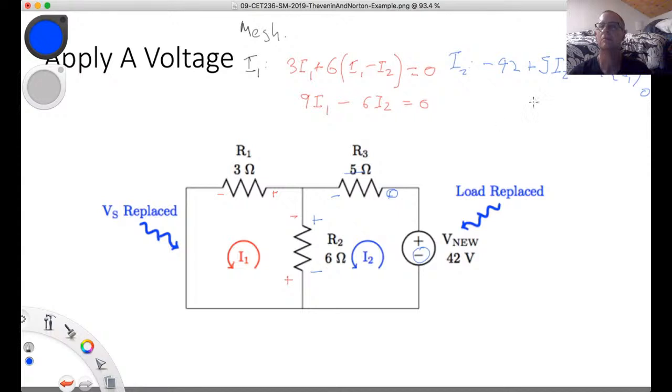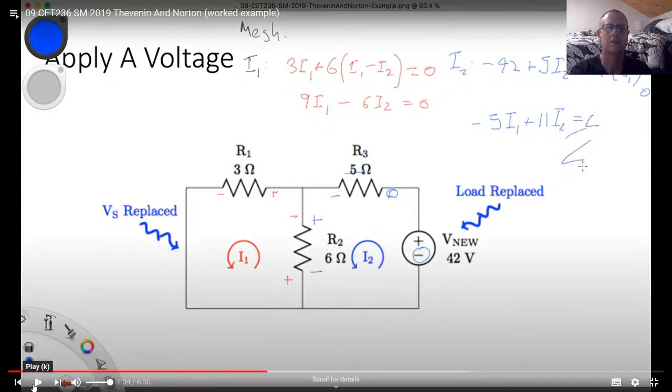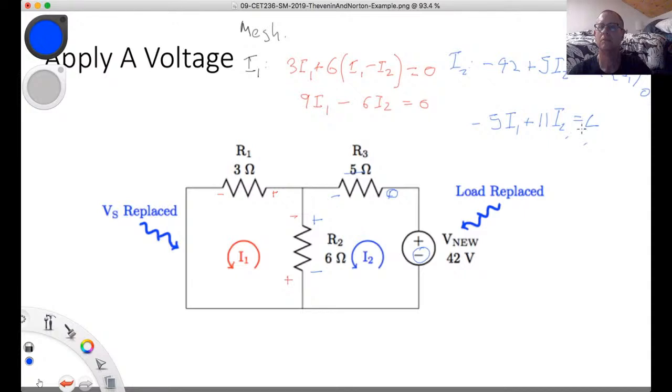Okay, so let's rewrite that a bit, and we get minus 5I1 plus 11I2 equals 42. And just a correction, that should be minus 6I1, right? The 6 is out the front of I2 minus I1, so it should be minus 6I1 plus 11I2 equals 42.